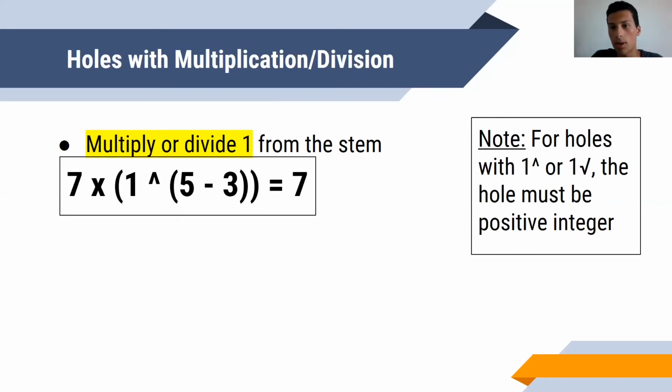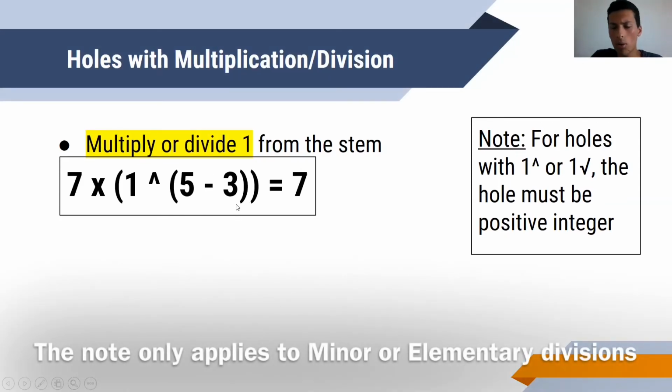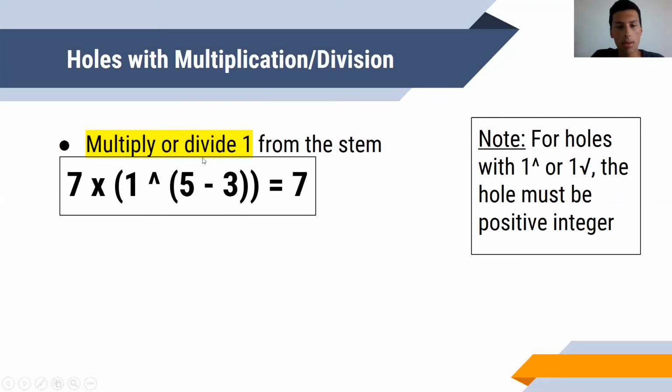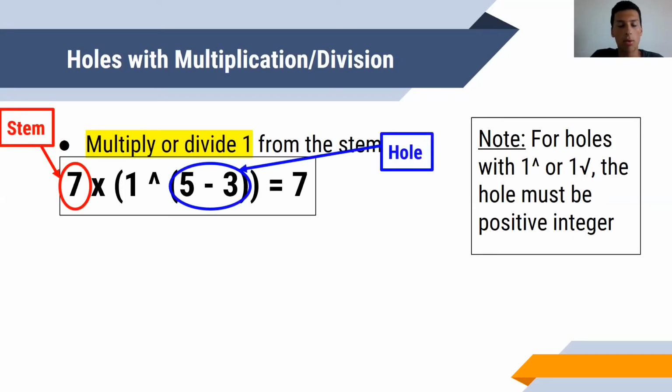But there's an exception. The phrase in the exponent or the phrase in the root has to be a positive integer, meaning it's almost a hole, but there's one little restriction. You need to make sure this is a positive integer, meaning it cannot be a fraction and it cannot be negative. However, that still leaves a large number of possibilities that will make a hole work. So we still consider this as a hole. 7 is the stem. It's what gets to our goal. It's the vital part. 5 minus 3 is the hole there.